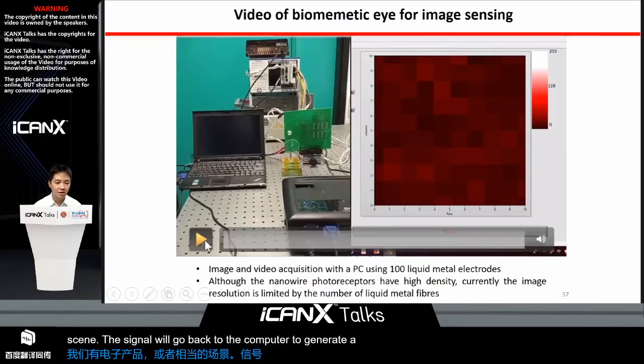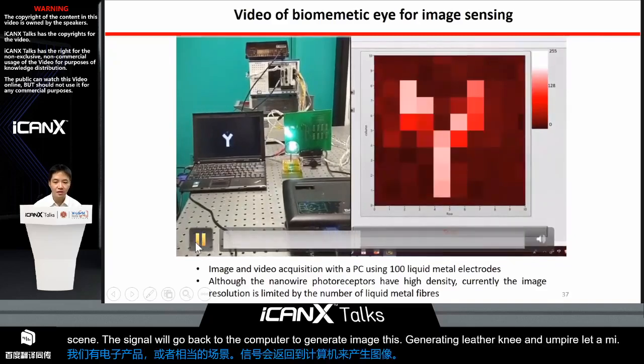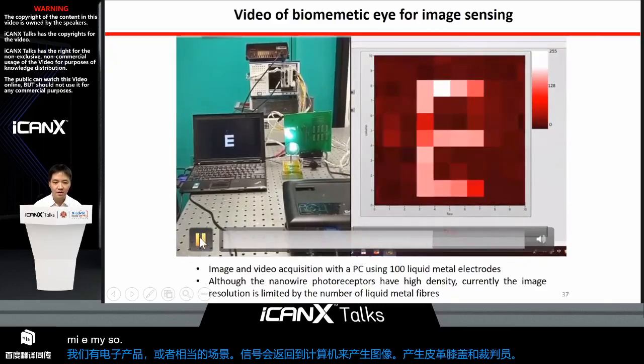So let me play this. Okay, it's generating the letter E, and acquiring the letter E. I think that gives you an idea of how we perform the measurement.